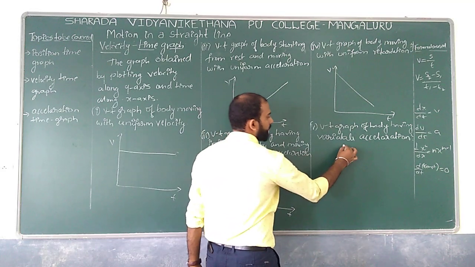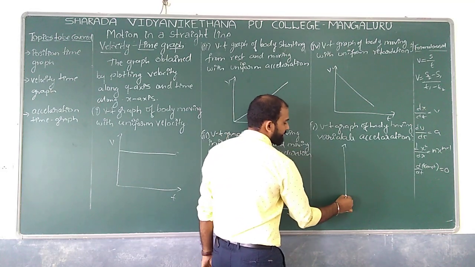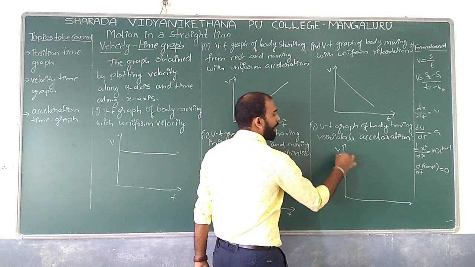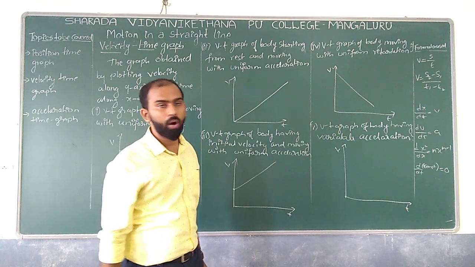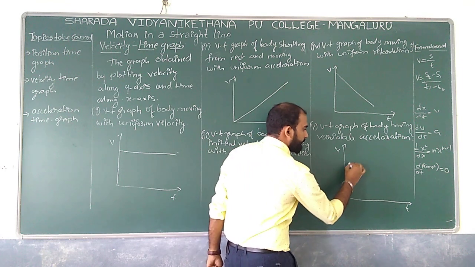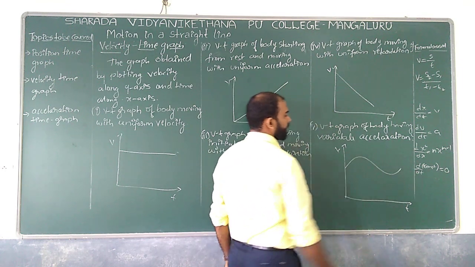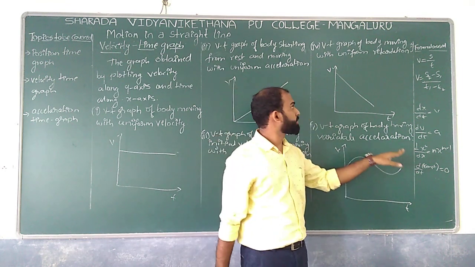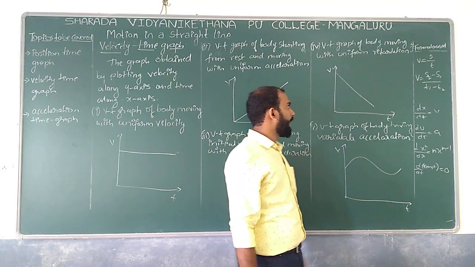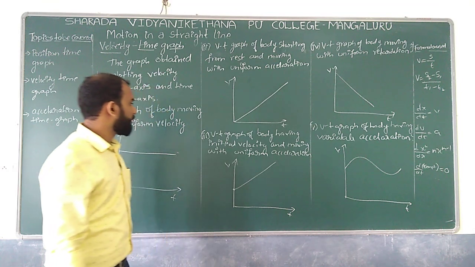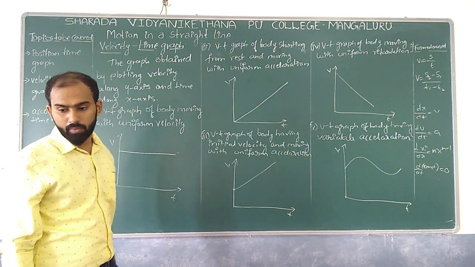Do somewhat like this. This is the y-axis, this is the x-axis, velocity with respect to time. How to do this? It is somewhat like this. This is a variable acceleration I can expect in velocity with respect to time. And one more thing I can have.